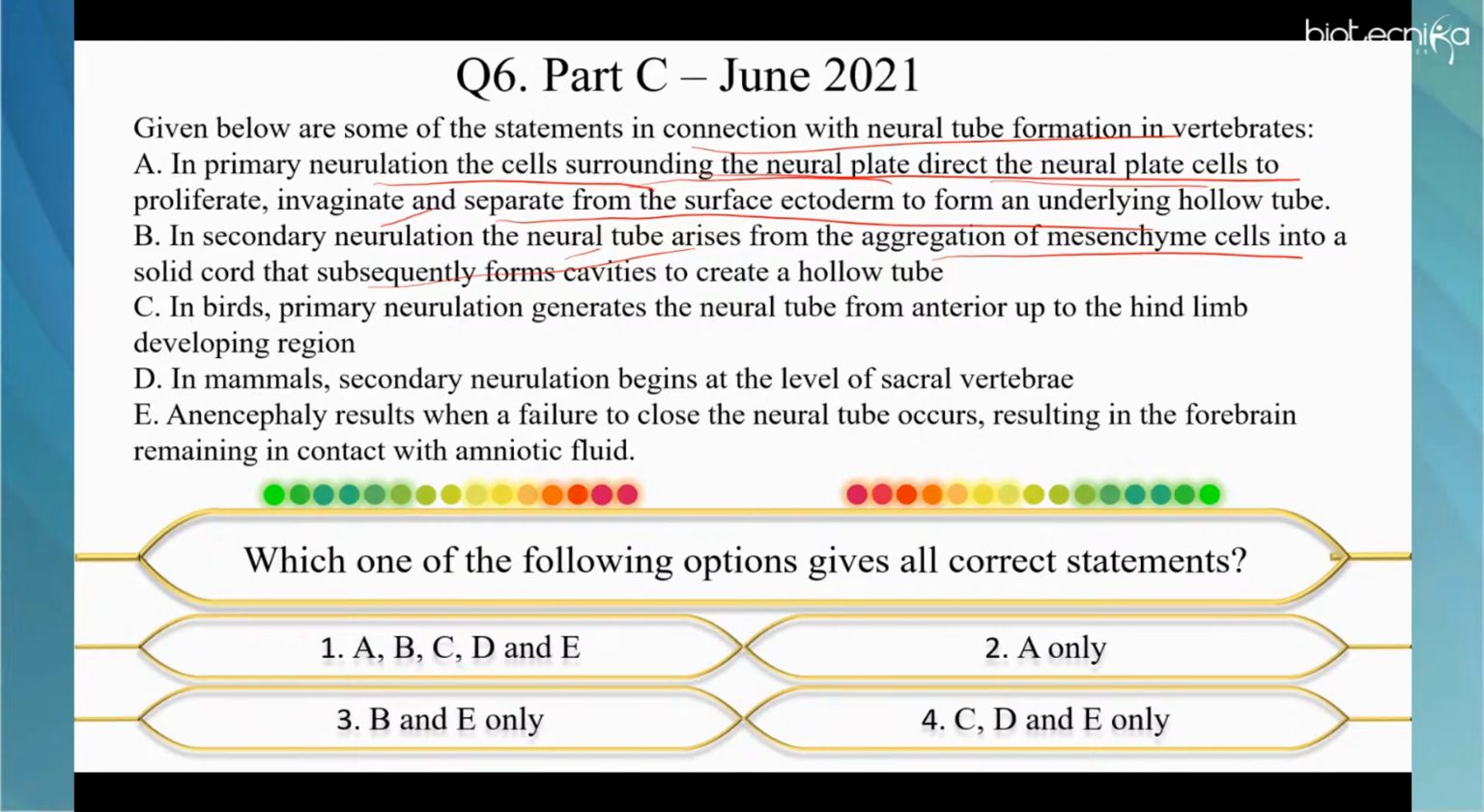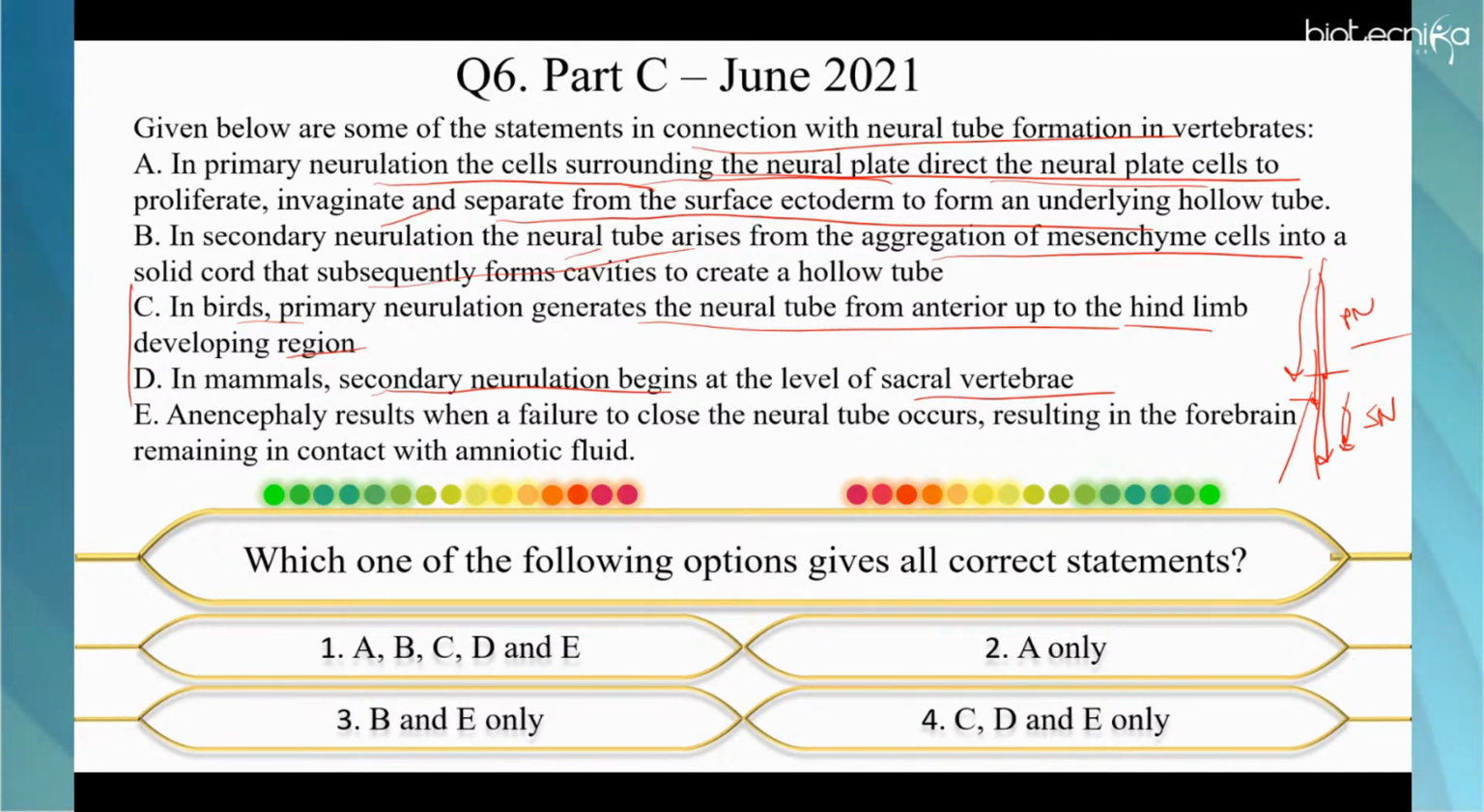So for different parts of the neural tube, from the anterior portion to the posterior portion, up to a certain portion it will be by primary neurulation, and the rest will be by secondary. So that's what they have asked here. In birds, primary neurulation generates the neural tube from anterior up to the hind limb developing region. So in the vertebrate column, wherever the hind limb starts, till that portion it is primary, beyond that it will be secondary. In D, they are saying that in mammals, secondary neurulation begins at the level of the sacral vertebrae.